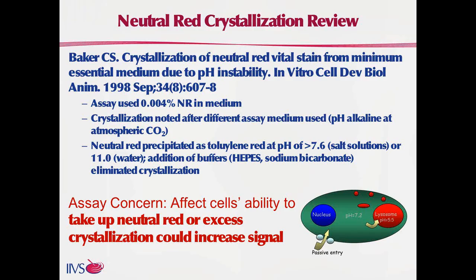So the question would be, why should we be concerned about Neutral Red crystallization? Well, first let's take a step back and think about how Neutral Red is used in our assay. So here is a graphic of a cell. Neutral Red is an uncharged dye and passes through the cell easily. When Neutral Red moves into the cell, it accumulates in the lysosomes, which have a pH of 5.5, because it actually gets a charge on it. So we can then use that information, and with the trapped Neutral Red, when we lyse our cells, we can measure that on a plate reader.